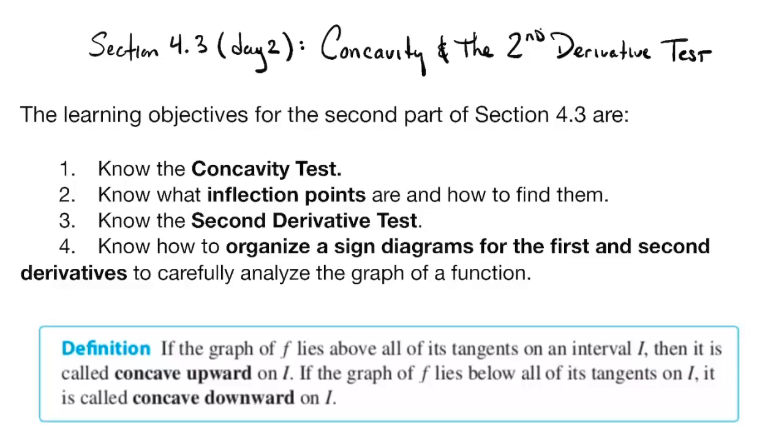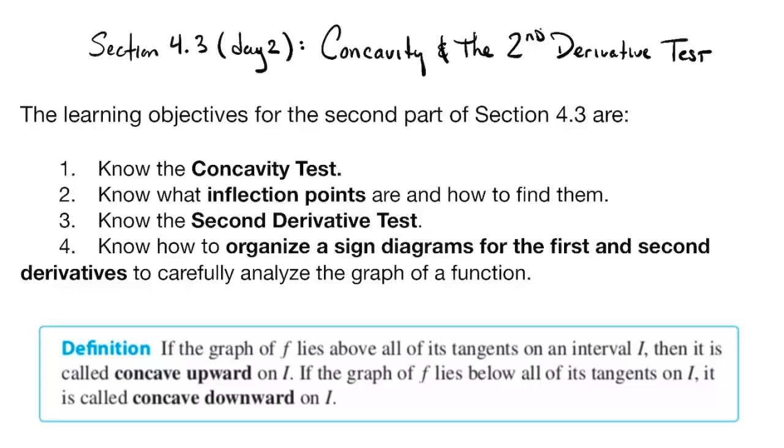In this second video lecture of section 4.3, we're going to take a look at what kind of information the second derivative carries about a function. In particular, I want to tell you about something called concavity and how to determine the intervals over which a function is concave up and down, what inflection points are and how to find them.